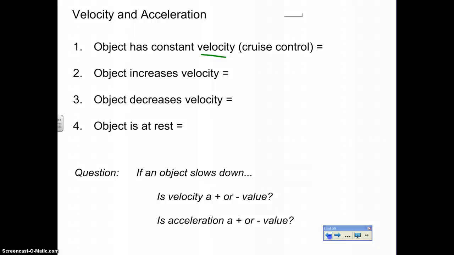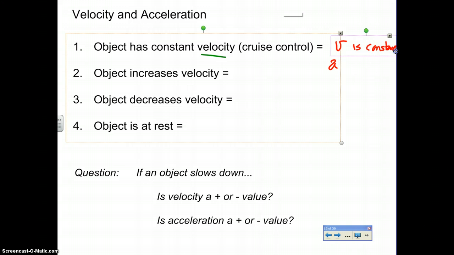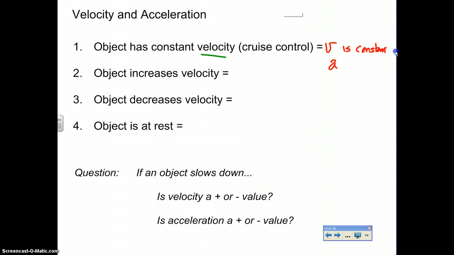Because it says velocity, that definition is very specific. That means that you put on your cruise control, that's not going to change your speed, but it also means you can't steer. It means you got to keep going in a straight line. So, if something is moving at a constant velocity, it means that the velocity is constant and the acceleration is 0.